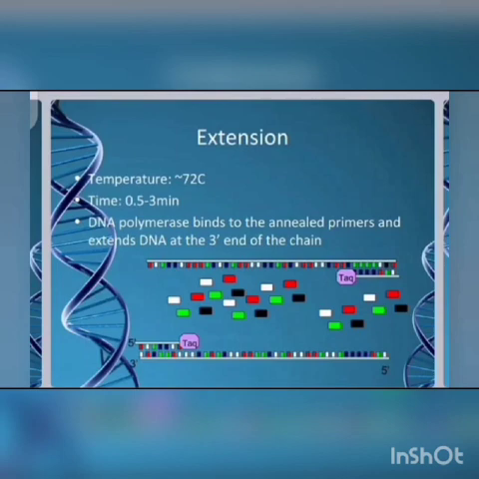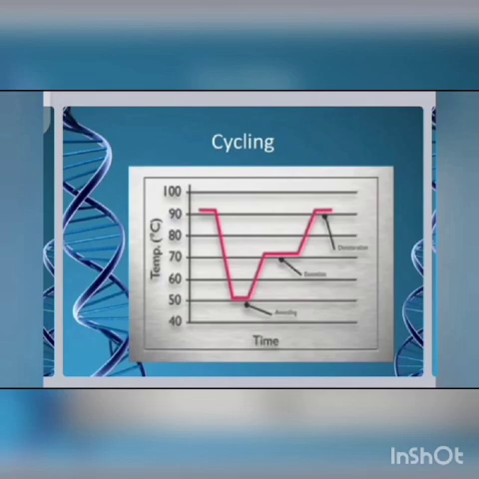The DNA is elongated in the 5' to 3' direction. Always the primer travels in the 5' to 3' direction. These three steps are repeated 30 to 35 times and a large number of amplicons are formed. This is the cycling of PCR.